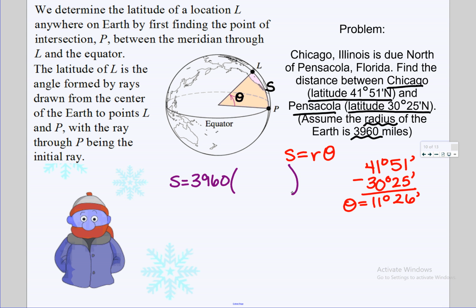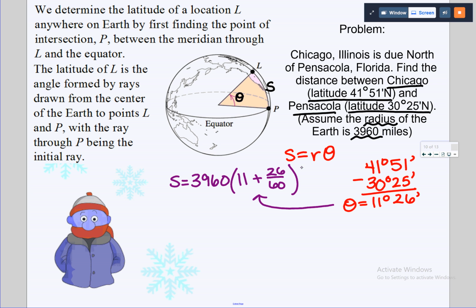If I wanted to type in my calculator 11 degrees and 26 minutes, I would do 11 plus, 26 minutes is what fraction of a degree? We did that yesterday. 26 minutes is what fraction of a degree? 26 60ths. Okay, so that's that 11 degrees, 26 minutes, and then we know that number has to be multiplied by pi over 180, right, to do that conversion. You can just type that whole thing in your calculator if you want, all at once here. And again, a decimal would be appropriate for your answer.